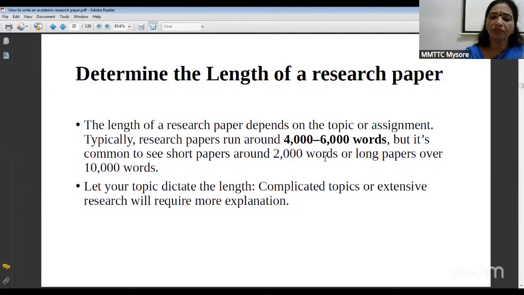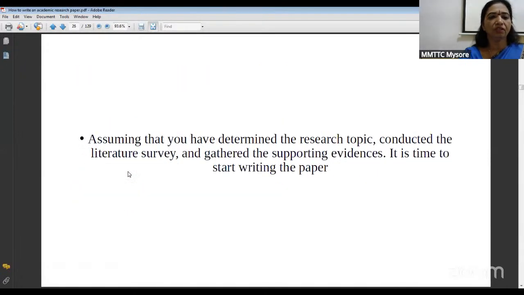Typically, research papers run around 4,000 to 6,000 words, but it's common to see short papers around 2,000 words or long papers over 10,000 words. Some papers will have very strict word constraints. So before you write a paper, you should see which journal you are aiming at, and after you decide, you should see what the conditions of that particular journal are.